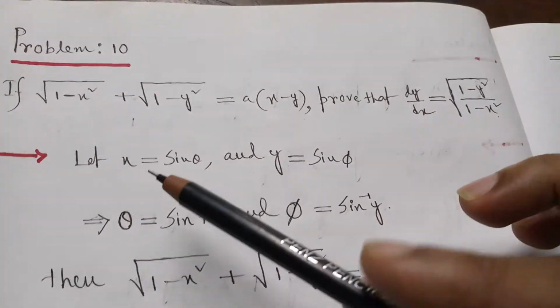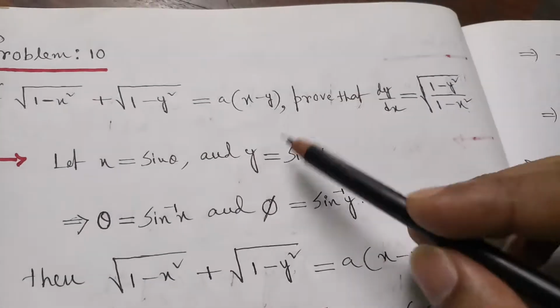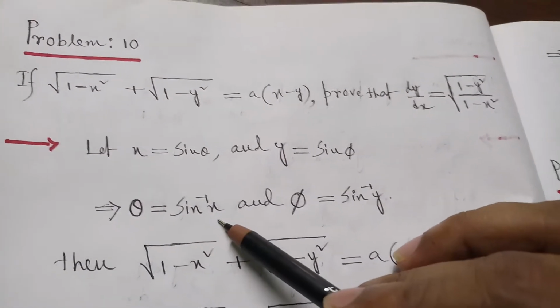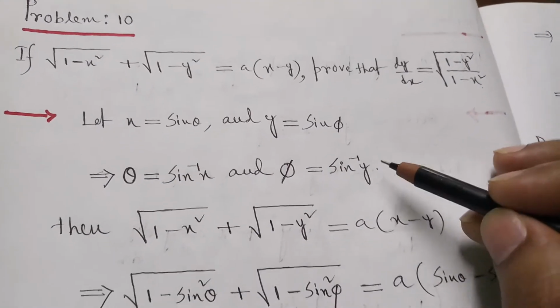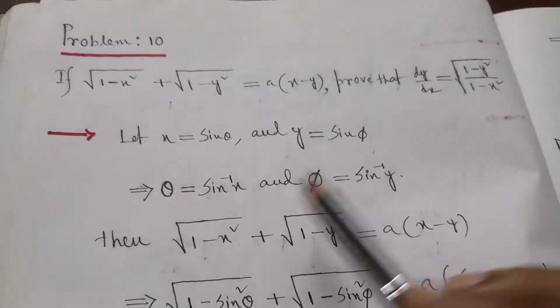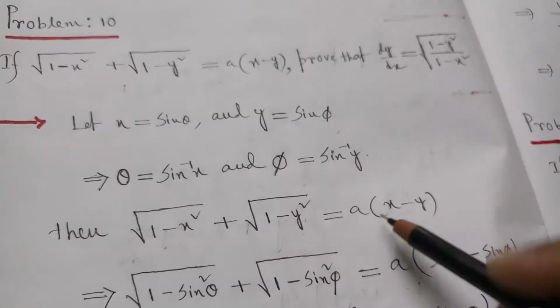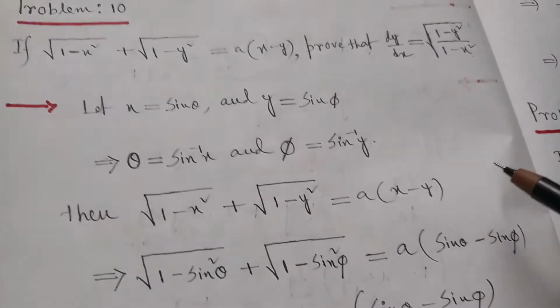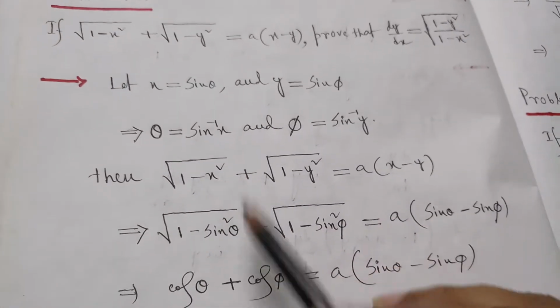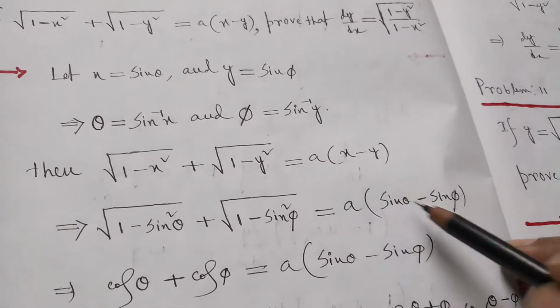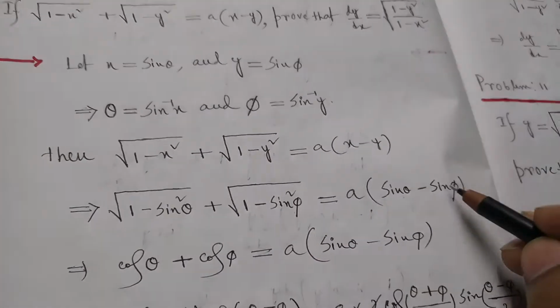How to solve it? Let x equal sin theta and y equal sin phi. So theta should be equal to sin inverse x and phi should be equal to sin inverse y. Now root under (1 minus x²) plus root under (1 minus y²) equal to a into (x minus y). That should be, instead of x we put sin² theta, instead of y put sin² phi, and this x should be sin theta, this y should be sin phi.